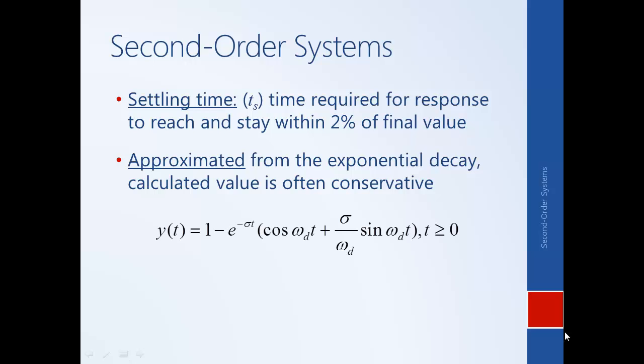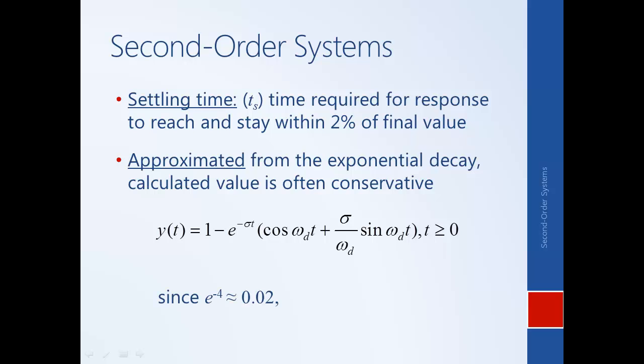So looking at this expression for y of t, this is the equation for the underdamped step response. And if we look at this, what we have is a constant and a decaying sinusoid which will decay to 0. And so in steady state, the steady state value of the response is 1, and we're going to estimate when we're within plus or minus 2% of this 1 based on the exponential decay here.